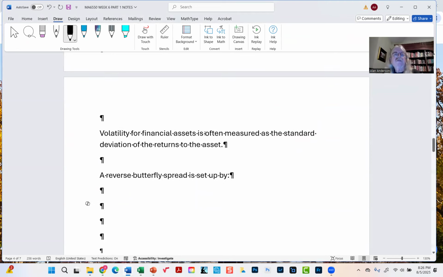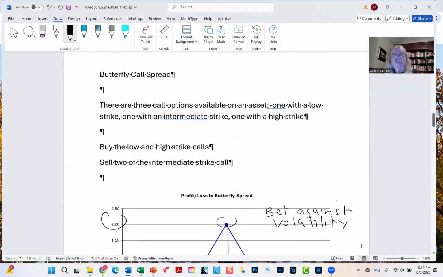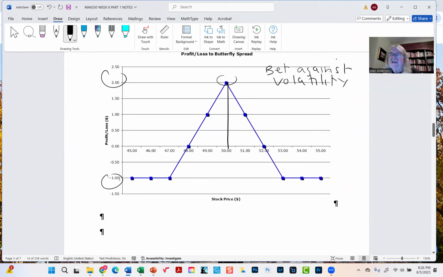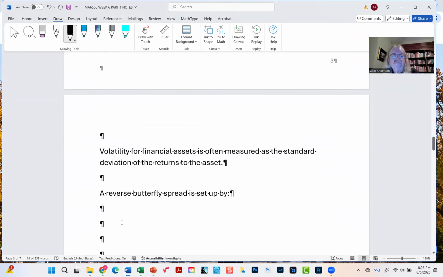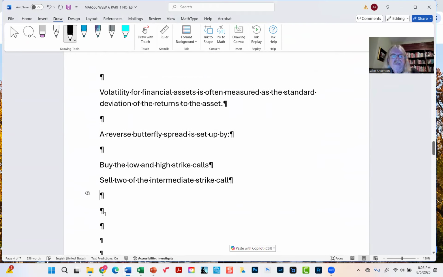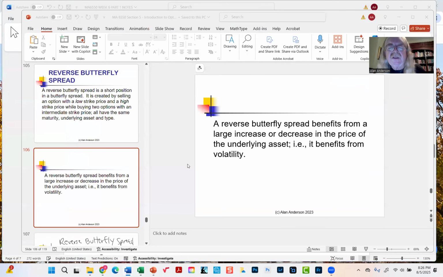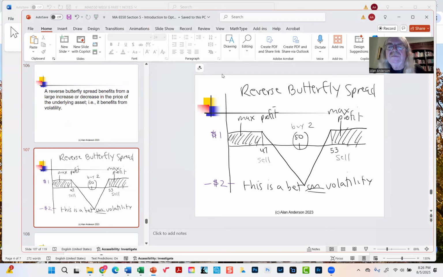So we're going to just work everything backwards. In fact, I could even save some time by copying and pasting and just making the appropriate changes. We're going to sell the low strike calls in this case, and then we're going to buy the two intermediate ones. And so the result will be the graph will be flipped upside down again. And let's see what it looks like. Oh, now look at that.